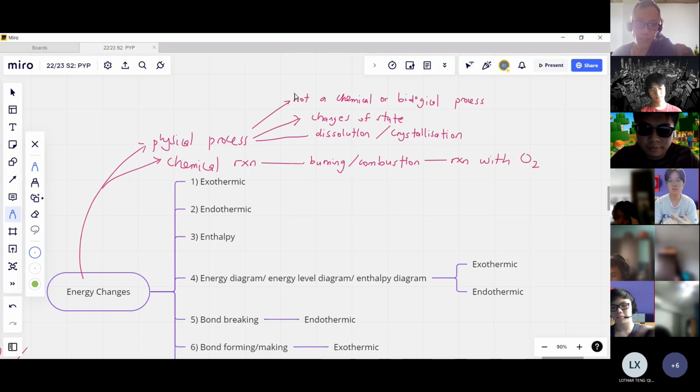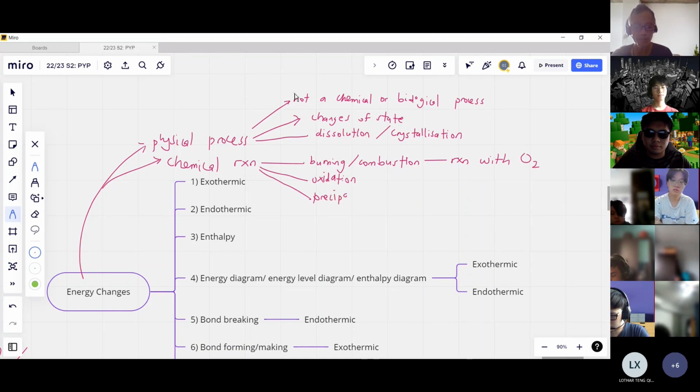Now, of course, we have gone through many others. Oxidation, which we have gone through last term, is a chemical reaction. And if you still remember your N levels, precipitation. I don't think I want to go through every single reaction, but essentially you get the idea.